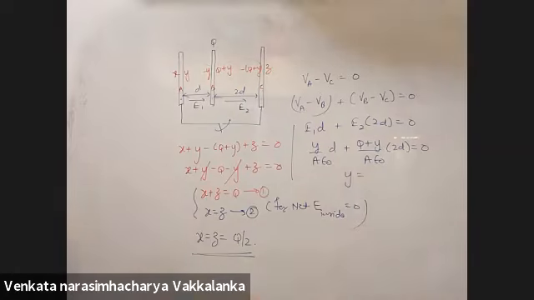Y is coming equal to q. Y is coming equal to, how much is y equal to? Two q by 3. Minus 2q by 3. Correct.